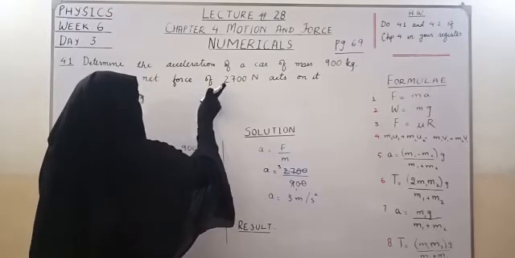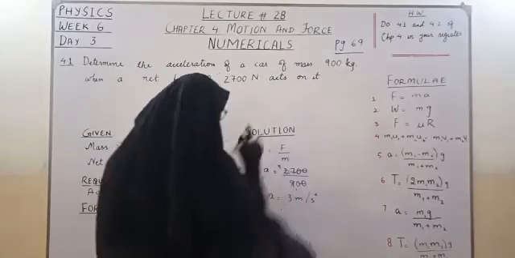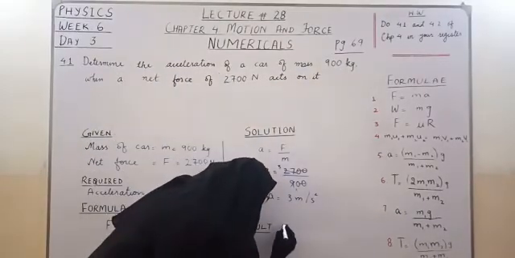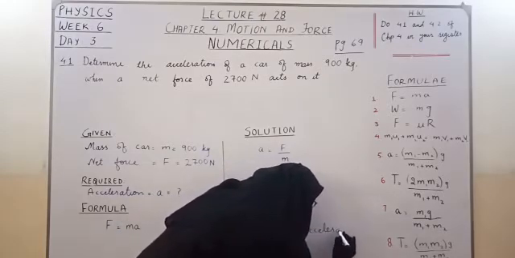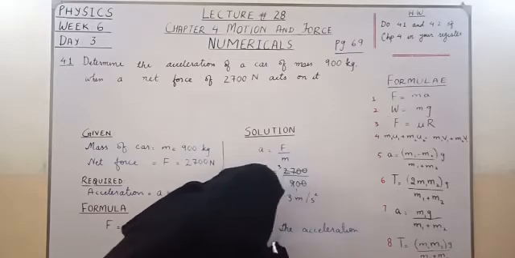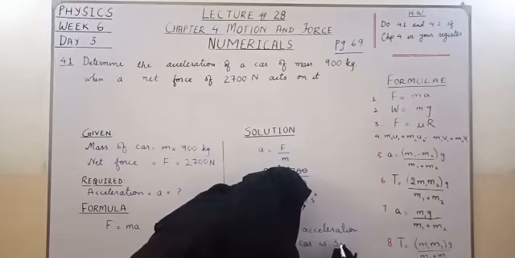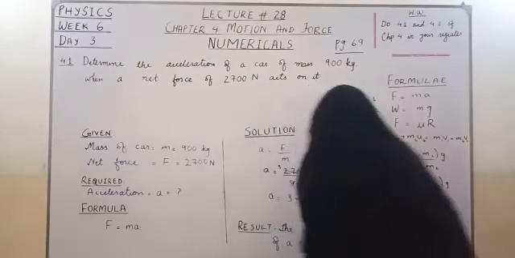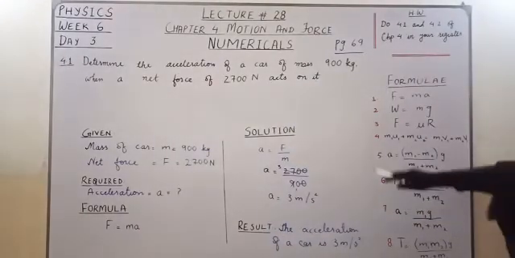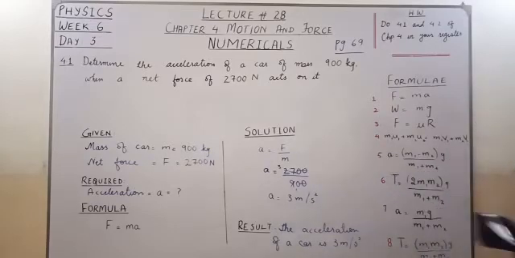Okay. The force and the mass of 900 kg are given. So the result would be that the acceleration of the car is 3 meter per second square. Okay. That's all for this question 4.1. We just have to divide the net force by the mass and we will get the acceleration. Now let's move to the other question.